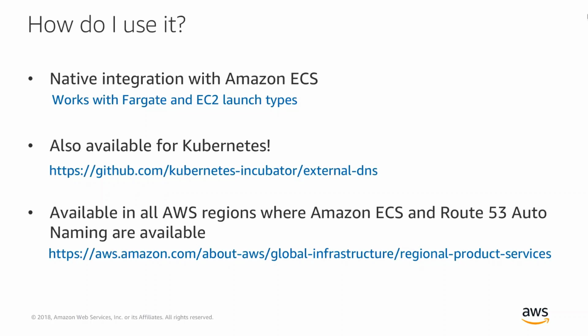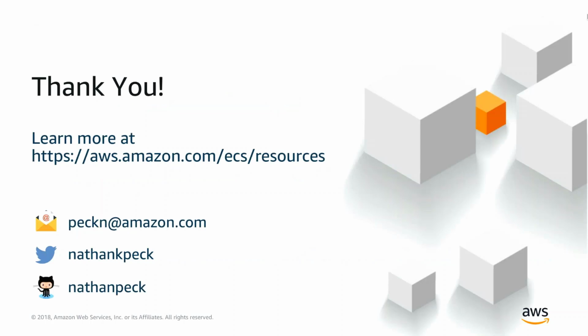If you are ever wondering whether it's available in a region, you can refer to this link, which has a list of the products available in the different regions, and check for the regions that have both ECS and Route 53 auto naming available. I encourage you, if you would like to learn more about ECS, to check out the documentation and resources link here on the slide, or feel free to email me, tweet, or reach out on GitHub at any time. I'm available to answer questions about ECS, auto scaling, service discovery, and anything else you may wonder about containers.